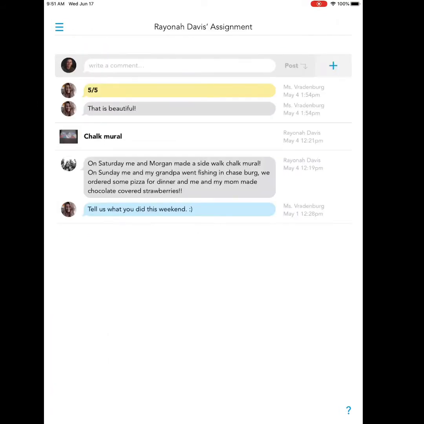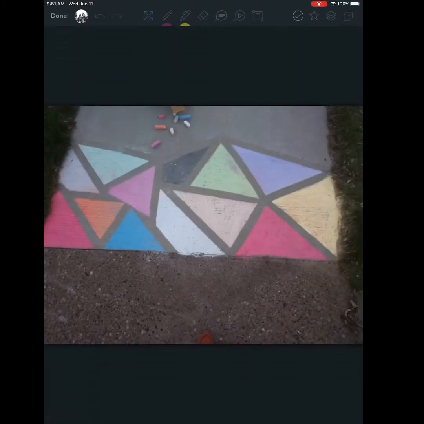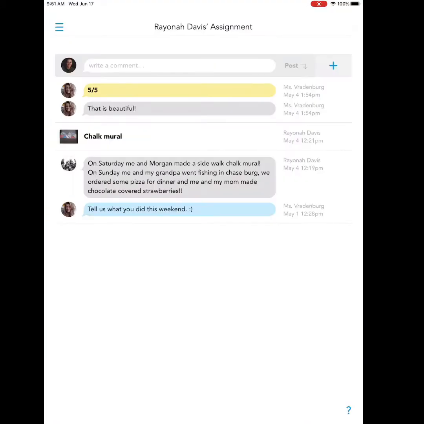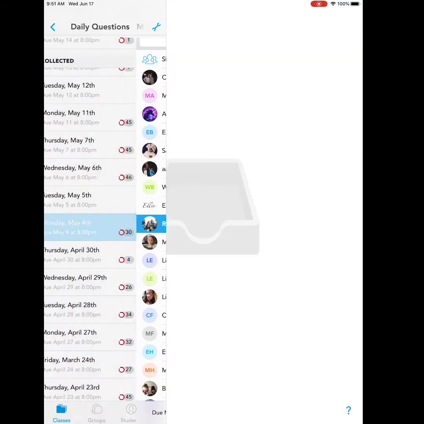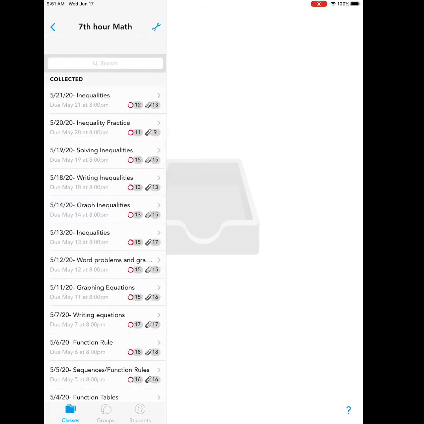This is Ray. Just the things that she could put in there. And then she showed her chalk mural that she did for the weekend. And then they would write different things, and some were more complicated than others. Going back to the initial page, the reading logs would be due at the end of the week.